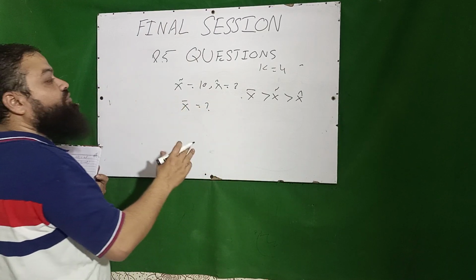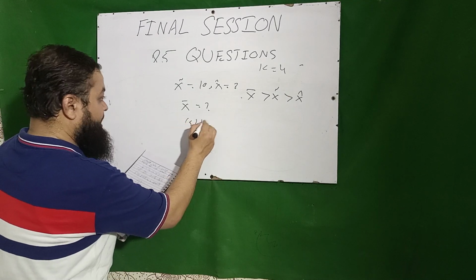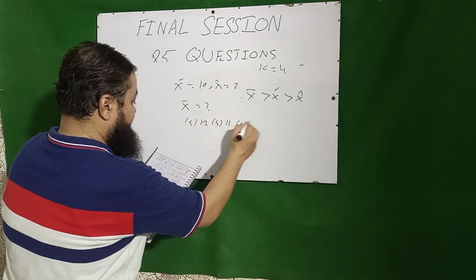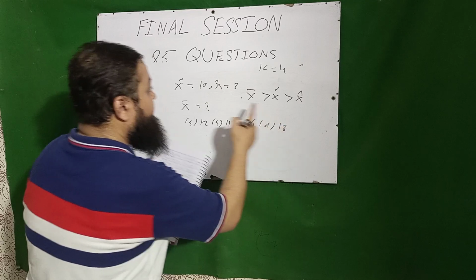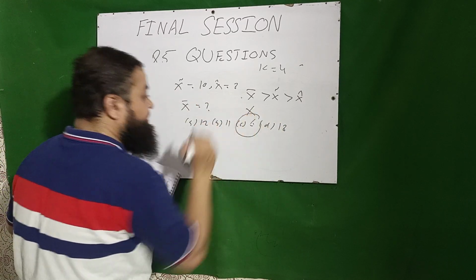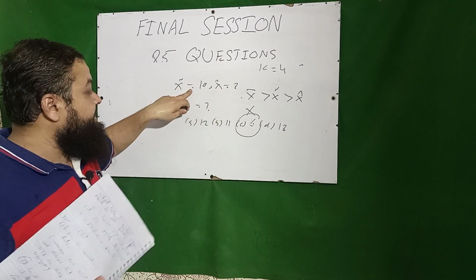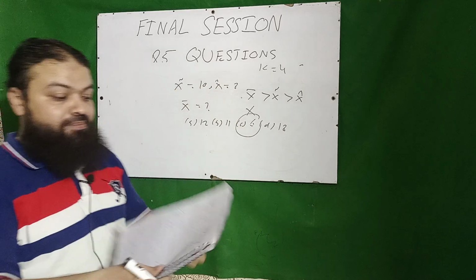If it is positively skewed, then there are 4 options actually. A is 12, B is 11, C is 6, D is 18. Mode is 8, median is 10. So mean can never ever be 6, because in positively skewed data, mean is always greater than median and it is greater than mode. A very important one.